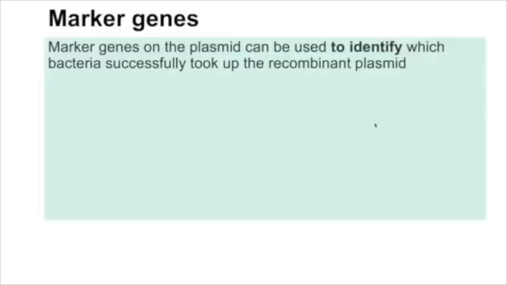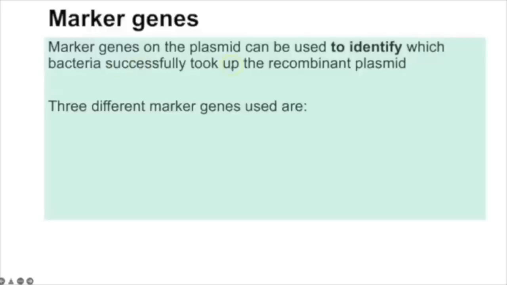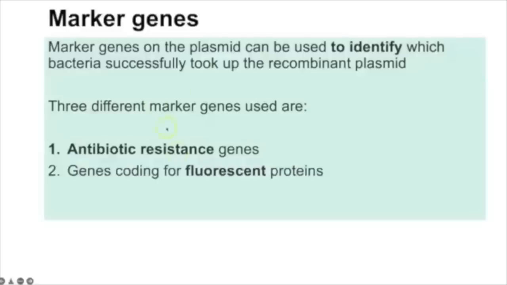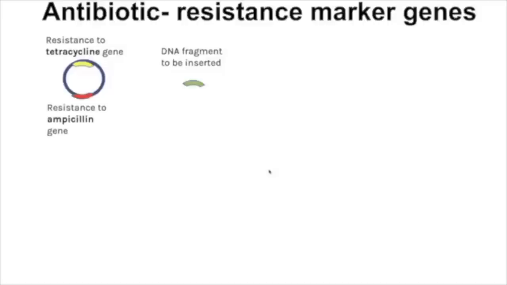So one method is using marker genes. Marker genes are genes occurring on the plasmid, and we use them to identify whether the host cell, which in this case we're thinking about bacteria, successfully took up the recombinant plasmid. The three types of marker genes which are commonly used are genes for antibiotic resistance, genes that code for fluorescent proteins, and genes that code for certain enzymes. So we're going to go through the antibiotic resistant marker genes option first.